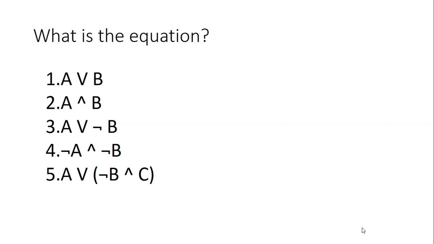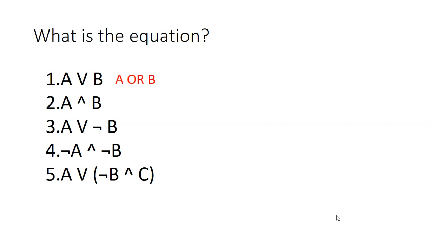Okay, so I have a couple of questions for you now. What I'd like you to do is write out the equation. I will do the first one for you. It says A V B. Now we know that the V represents OR. So the first answer is A or B. What I'd like you to do is write out the rest of the questions. Okay, so pause the video, off you go.